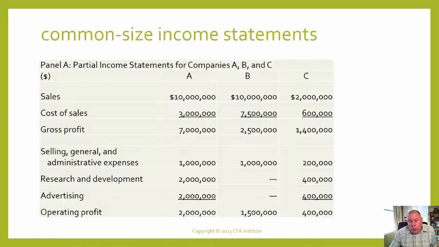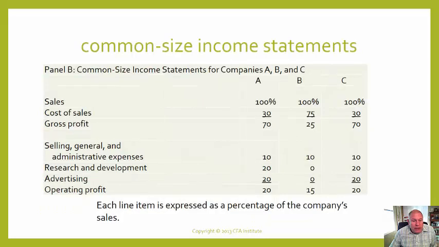So what we can do is convert everything to common size, and each line is shown as a percentage of revenue. In this case, we can see the relationship, with sales being 100% and everything else in relation to that. So we can determine the profitability, and we can see 20, 15, 20. All of these are giving us more information we can use.